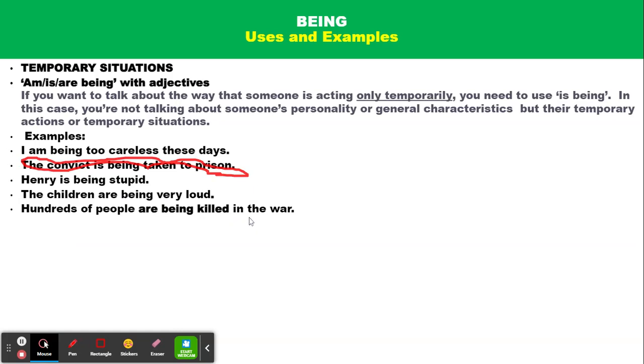Hundreds of people are being killed in the war. Well, we earlier saw this, okay? But here we want to look at only examples that have to do with combination with adjectives.